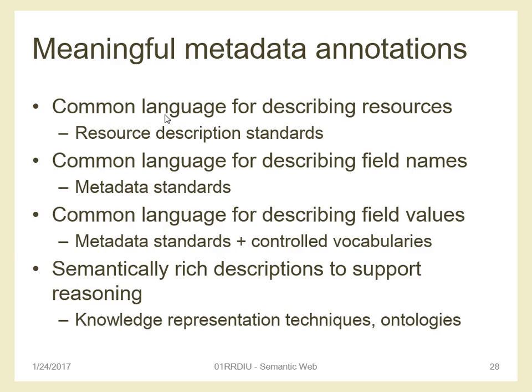Then I have to find a common language for describing the left part, so the field names: author, title, audience, and so on, and it has to do with metadata standards. Then I have to find a way to describe the right part. I still have problems to distinguish left and right. These field values need a meaningful format. Again, the metadata standards can help partially, but we need other tools, for example, controlled vocabularies.